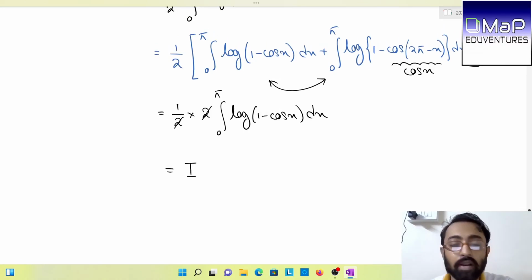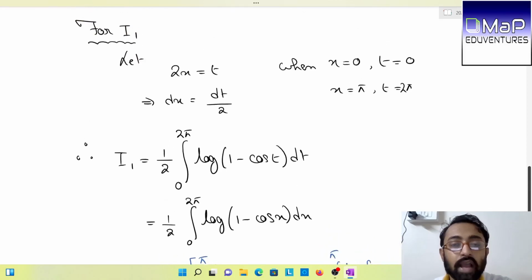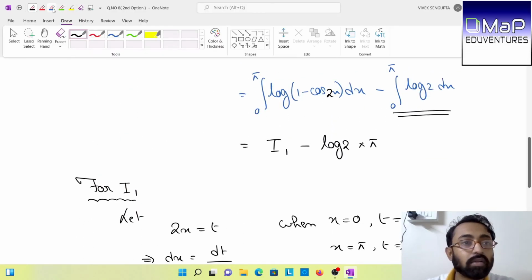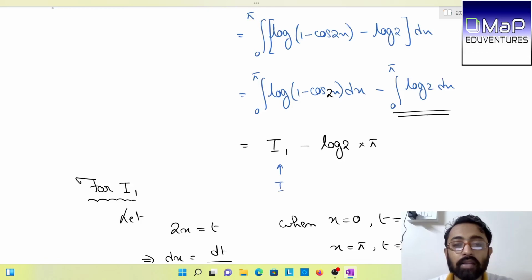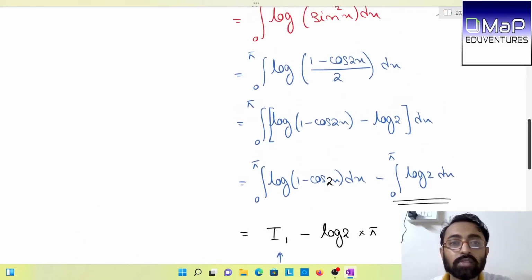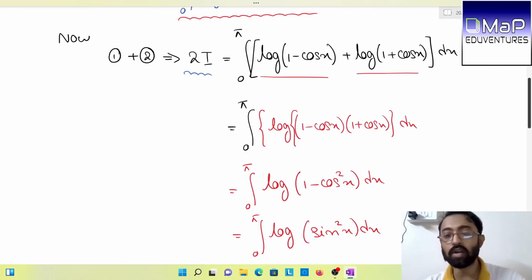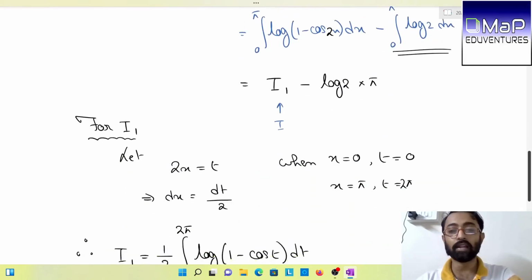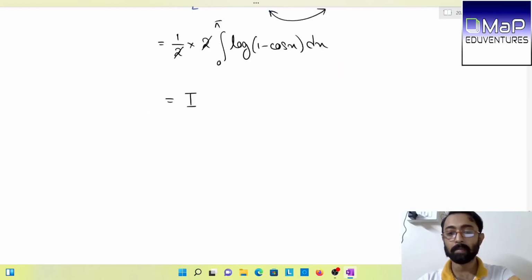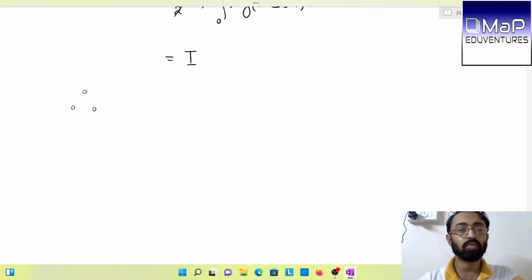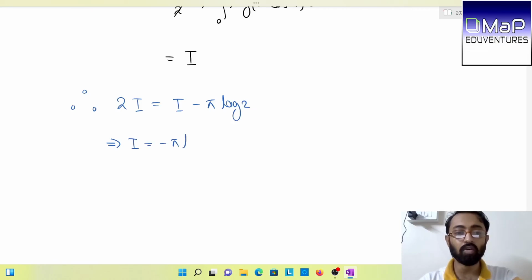So we have shown that the I1 is actually I. Now if we replace I1 with I, the left hand side was our twice I. So we will have finally here, therefore twice I is your I minus pi log 2. So that is I equals to minus pi log 2. So here we can end our result.